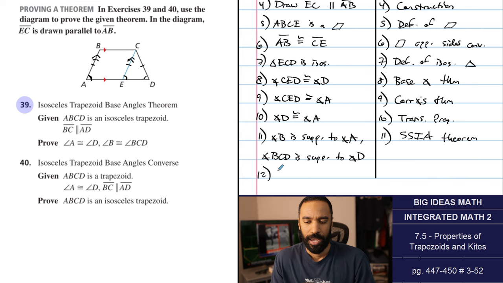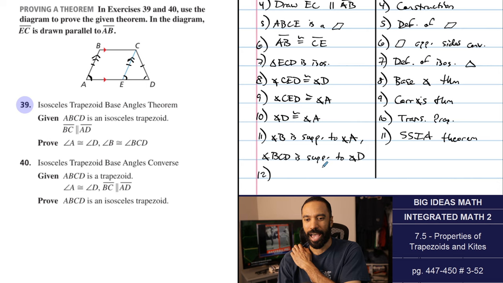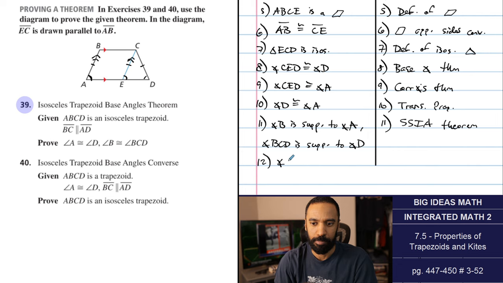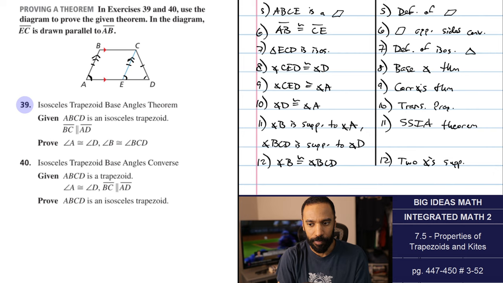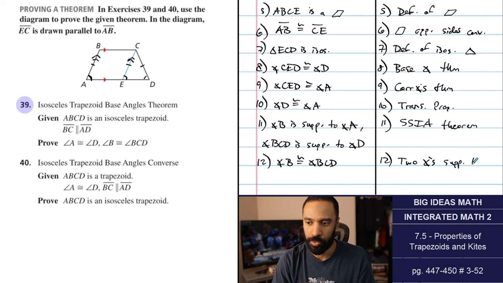And then number 12, angle BC... I don't know if this is transitive property as well. Two angles supplementary to congruent angles are congruent to each other. The reasoning makes sense. It might not be the name of a property, but I can still say it. So angle B is congruent to angle BCD. Two angles supplementary... See, there can be a math version of what we do. I think that gets rid of the point of what we're trying to say, though. Supplementary to congruent angles are congruent to each other.